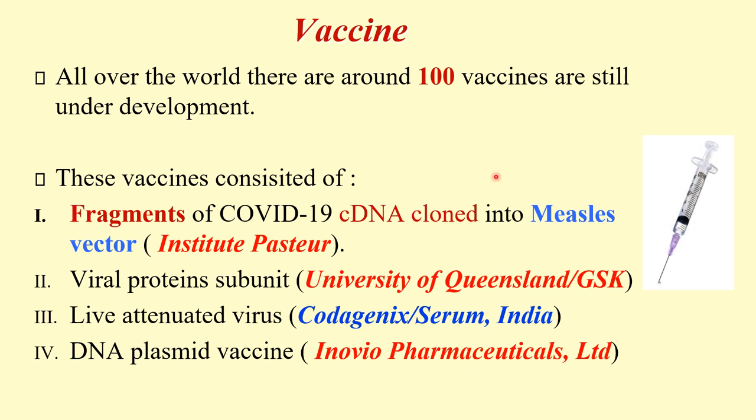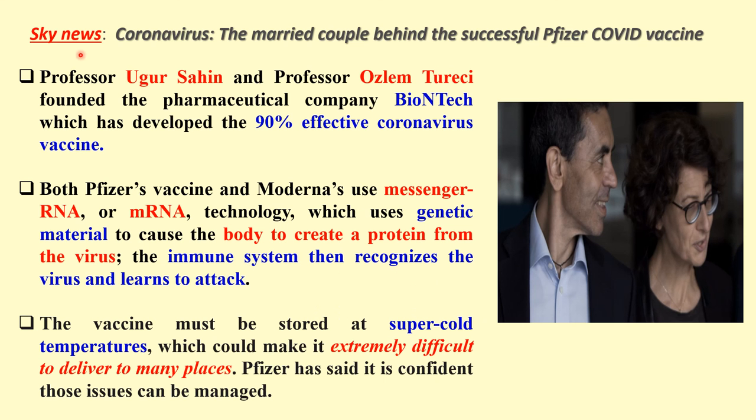As I mentioned previously, we have about 100 vaccines, but they are still under construction. Development of effective vaccines with clinical trials against coronavirus COVID-19 will take from 12 to 18 months. Sky News recently published a report stating that the married couple behind the successful Pfizer COVID-19 vaccine.